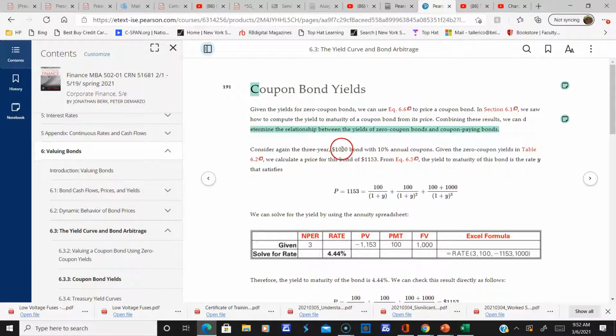Consider again the 3-year $1,000 bond with 10% annual coupons. Given the zero coupon bond yields in table 6.2, we calculate a price for this bond of $1,153. From equation 6.5, the yield to maturity of this bond is the rate that satisfies this equation. So here is the price, which we know already. Here was the coupon, here were the payments, including the final payment. And here we're trying to solve for the rate, or the yield.